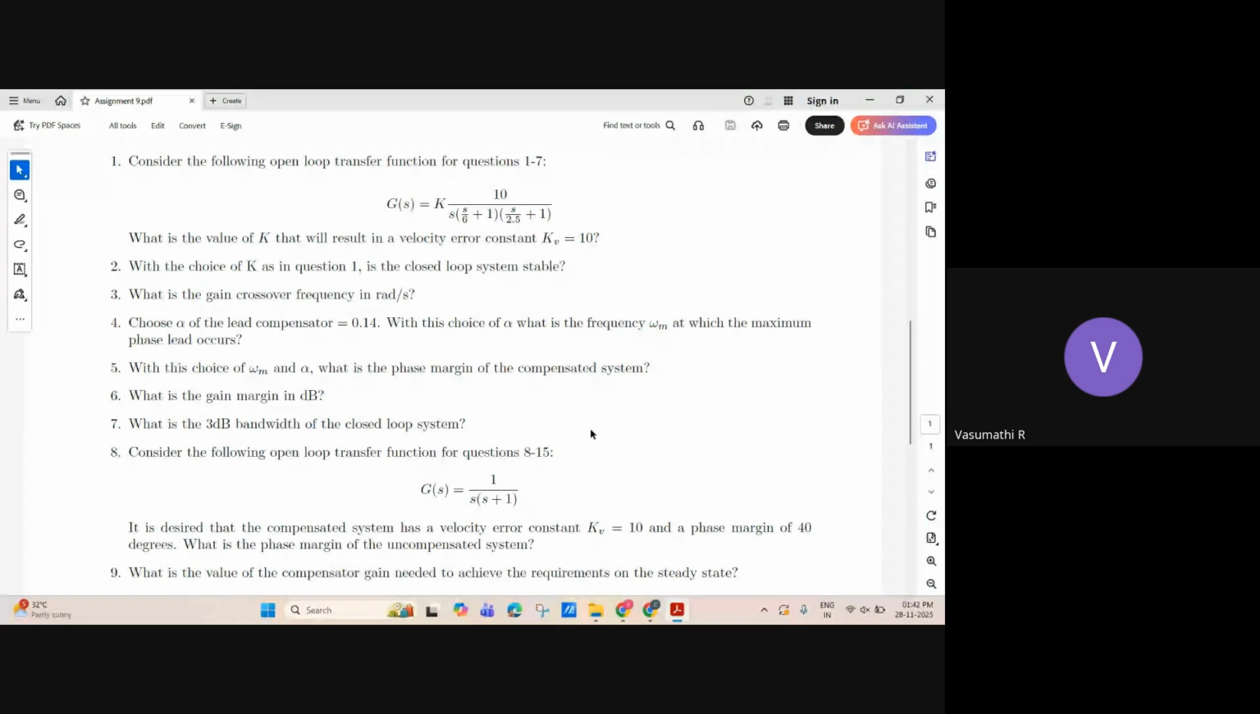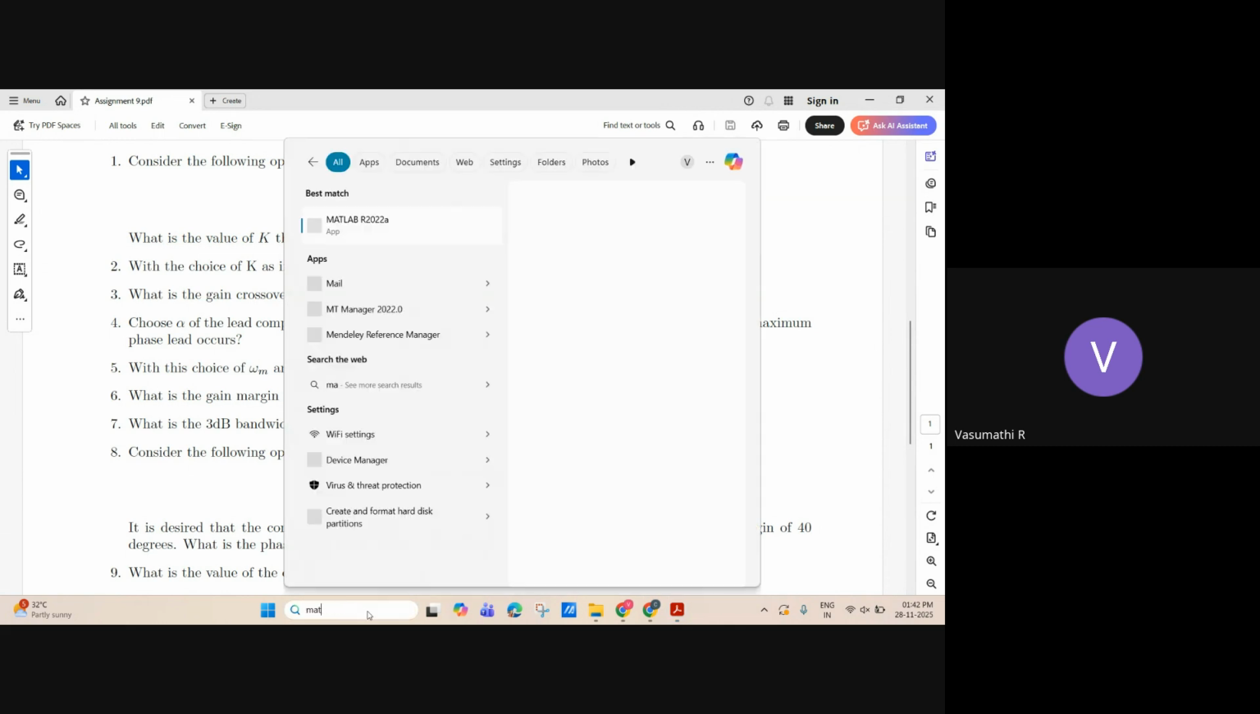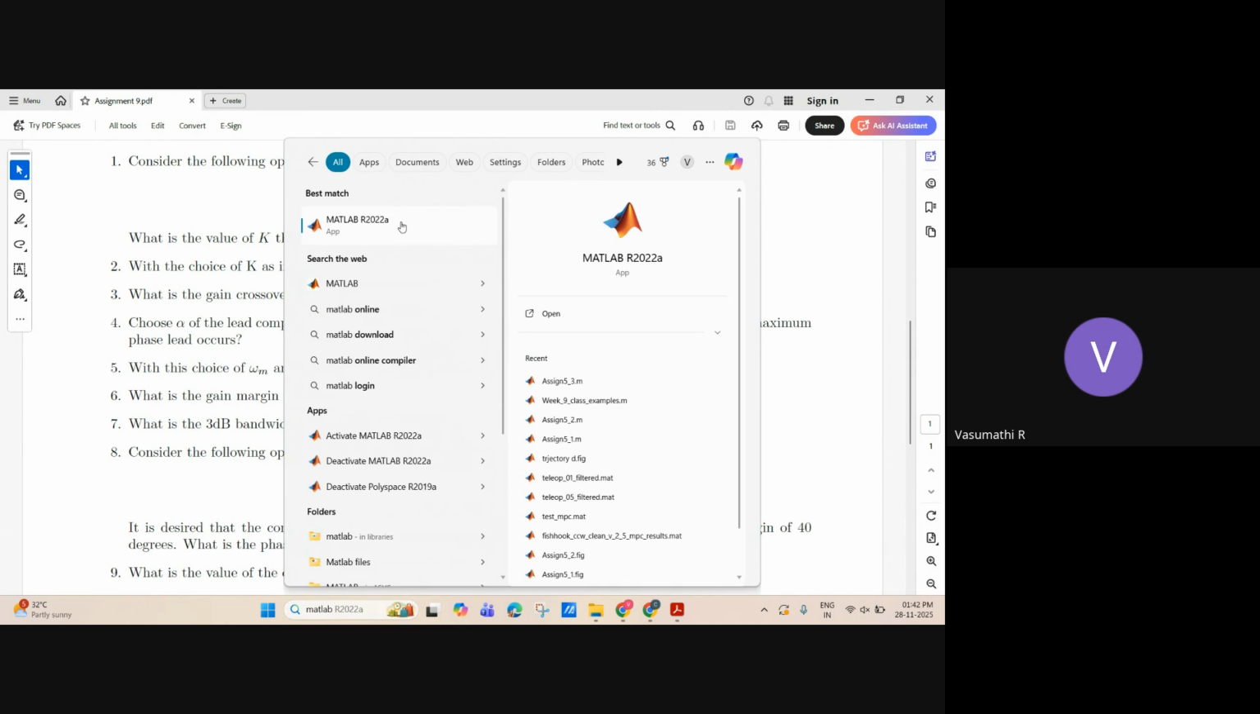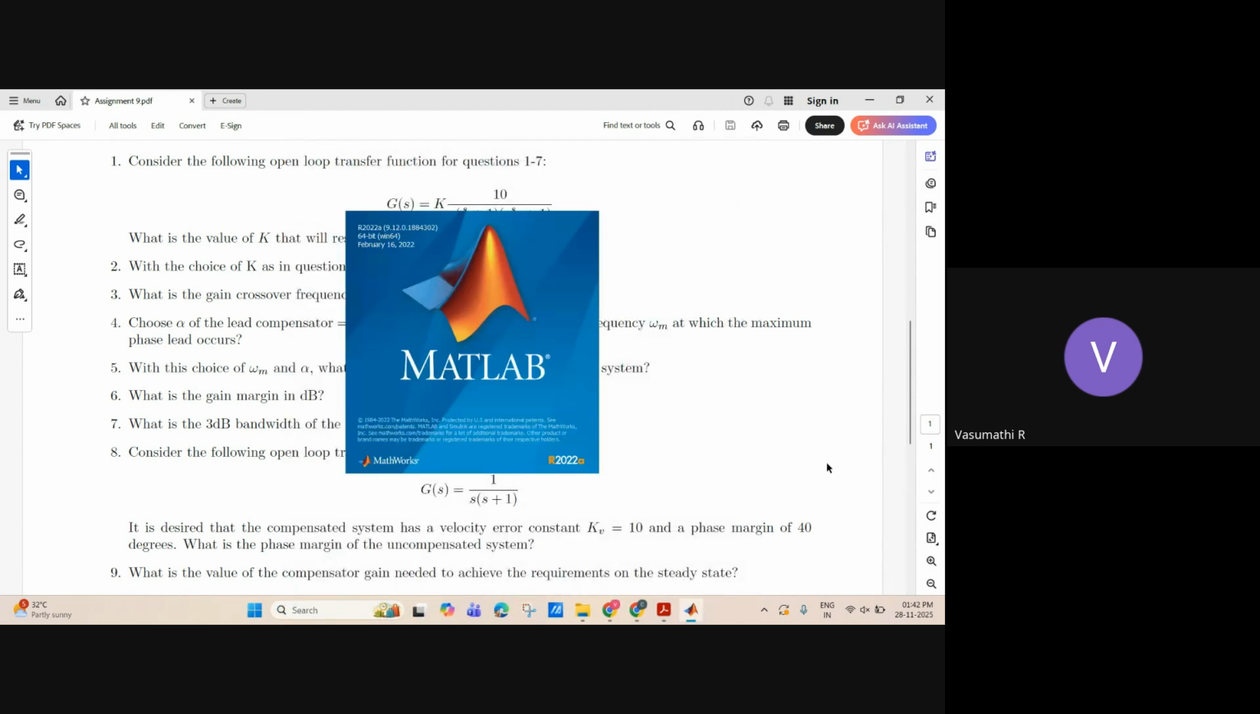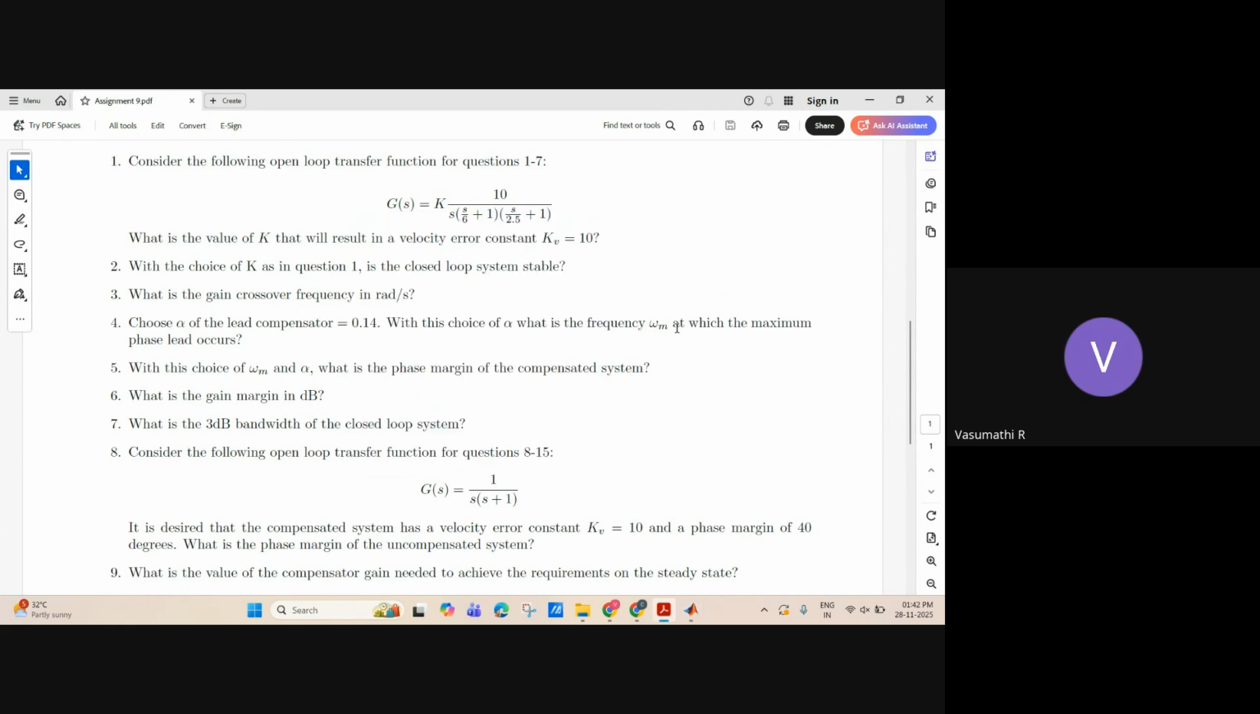So we'll start to solve these problems one by one. As I did on Wednesday, we are going to solve using the MATLAB tool this time also. In the first problem, first we'll have some idea about the problem.